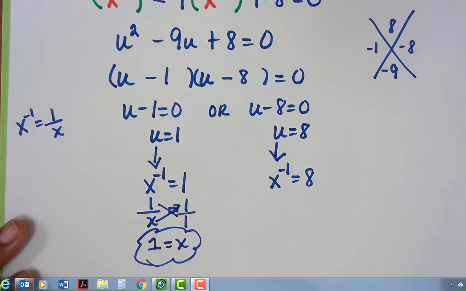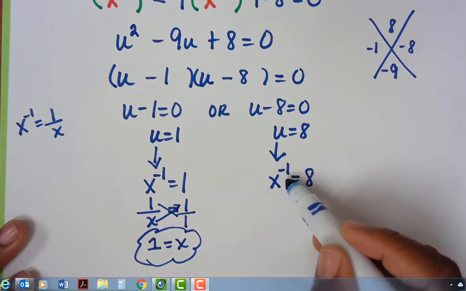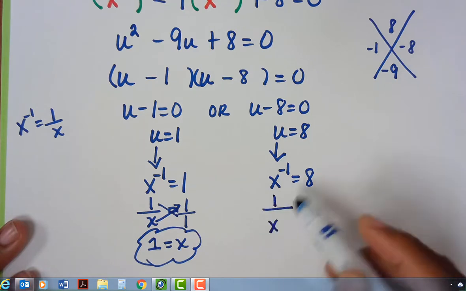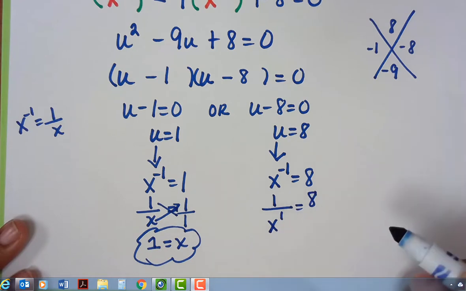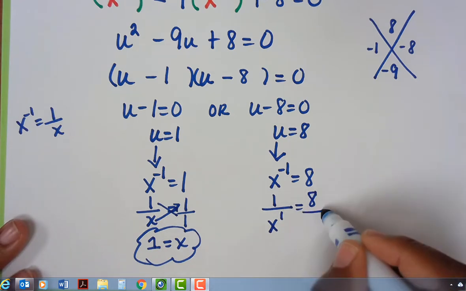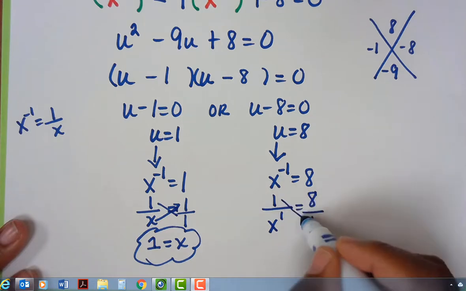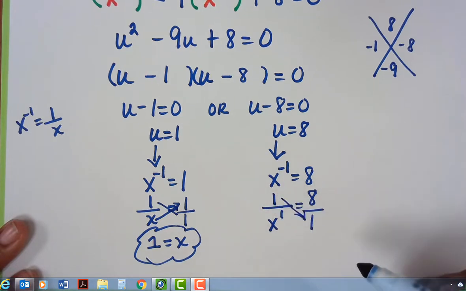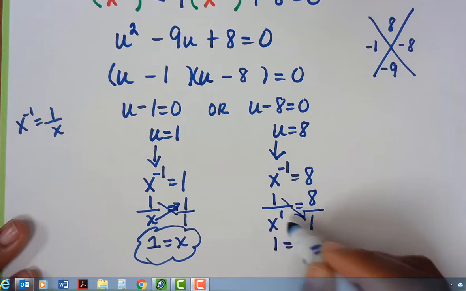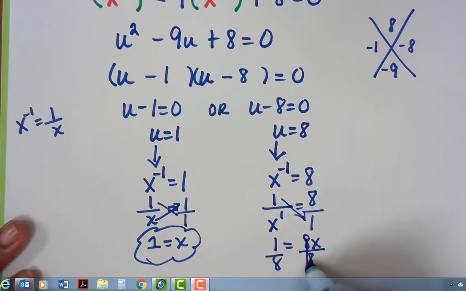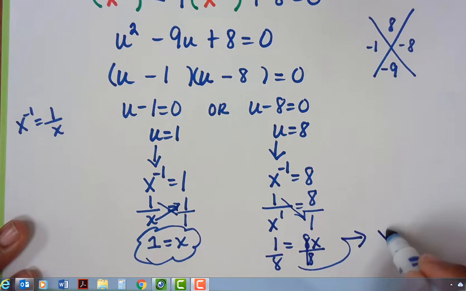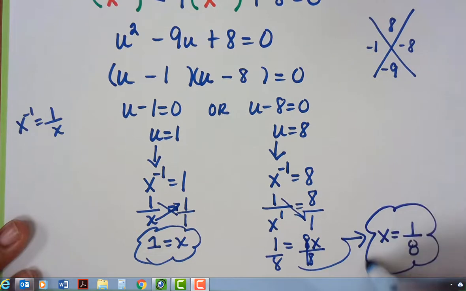And then the second equation, x to the negative 1, we have 1 over x to the first power, equal to 8. We can place a 1 under that and cross multiply. 1 times 1, we have 1. x times 8, we have 8x. And then to solve for x here, we're going to divide by 8. Therefore, x is equal to 1/8. So those are our solutions right there.